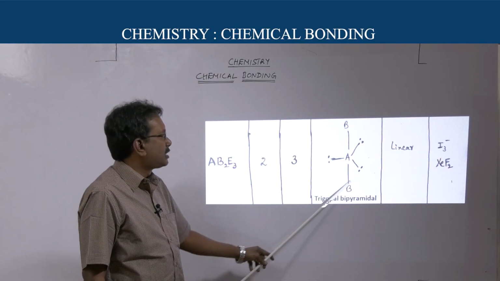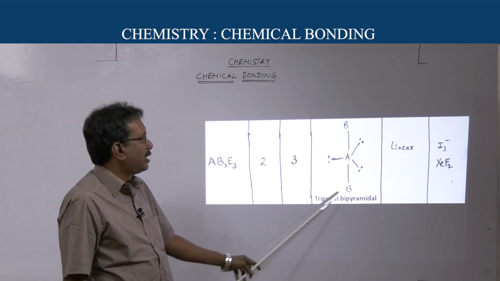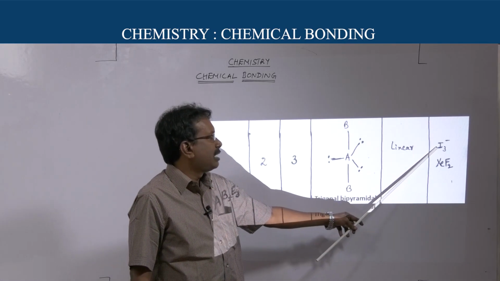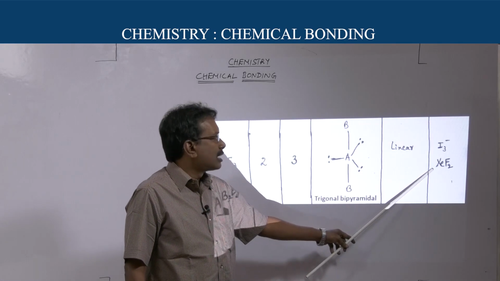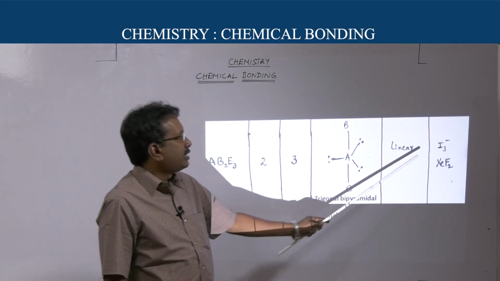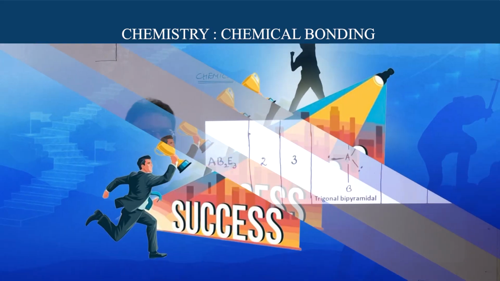Then the electron pair geometry is trigonal bipyramidal. I am giving 2 examples here. One is the I3 minus ion, the triiodide ion. Another one is XeF2. This I3 minus is also called a polyhalide ion.